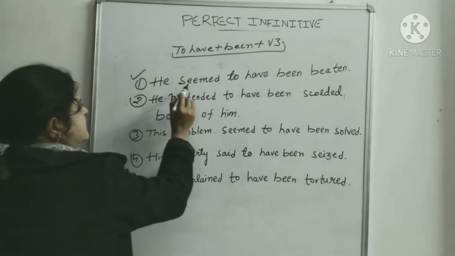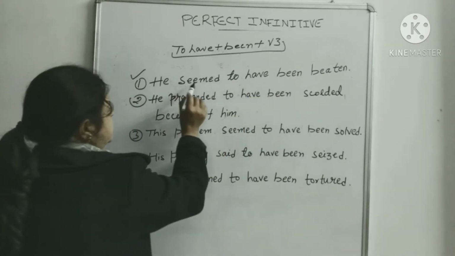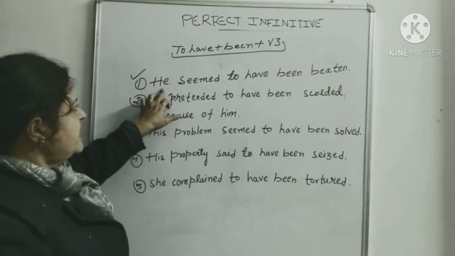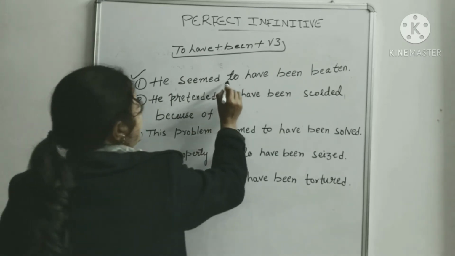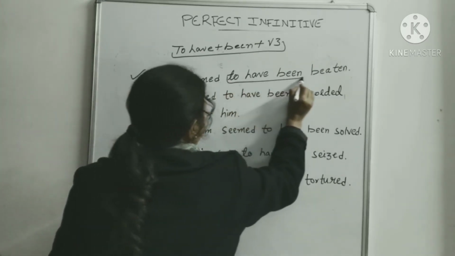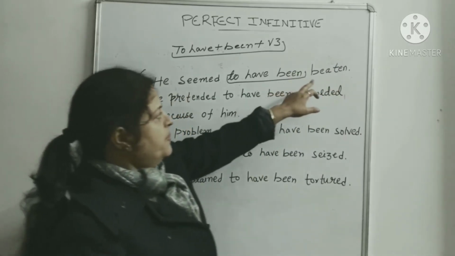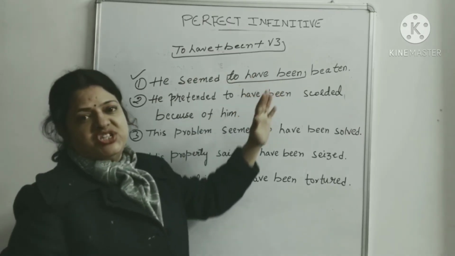He seemed to have been beaten. So this is the formation. He subject, then seemed verb, and then we have to have been. This is the formation of passive voice. And V3, this is past participle. Okay, he seemed to have been beaten.